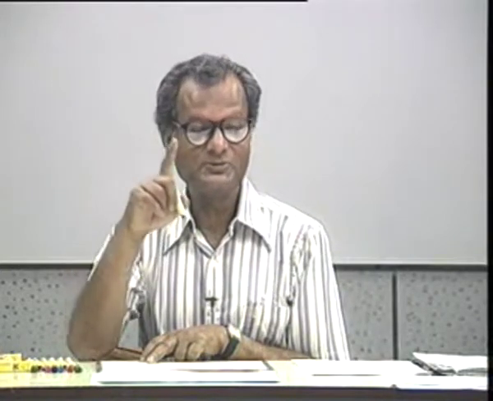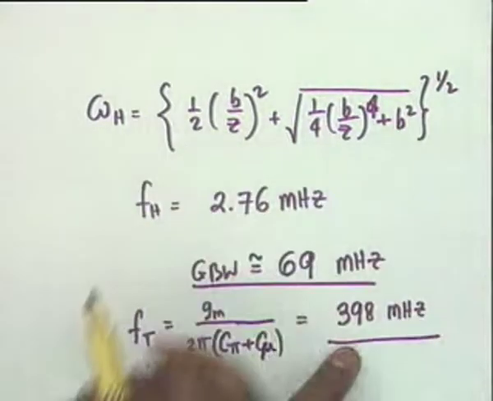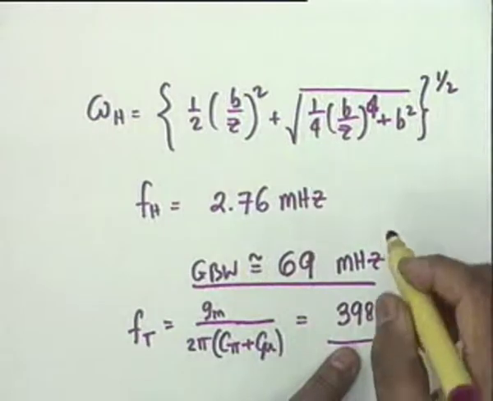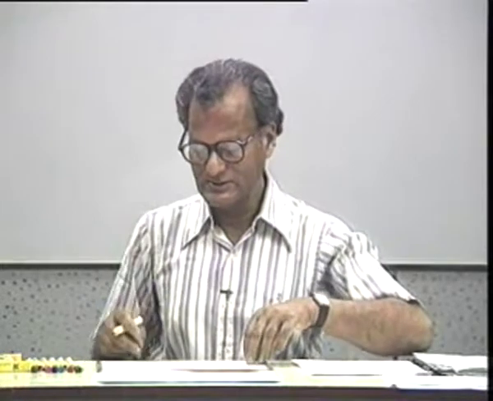In theory, one should be able to go right up to 400 megahertz. If your gain is 1, in theory, you should be able to go up to 398 megahertz. But things conspire to bring it down. Even with the use of an inductance, we can go only up to 69 megahertz. If we did not have an inductance, then it would have come drastically down. Okay, it is the inductance which has extended the bandwidth to 69 megahertz.